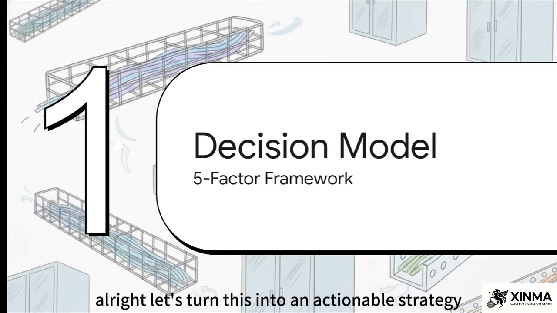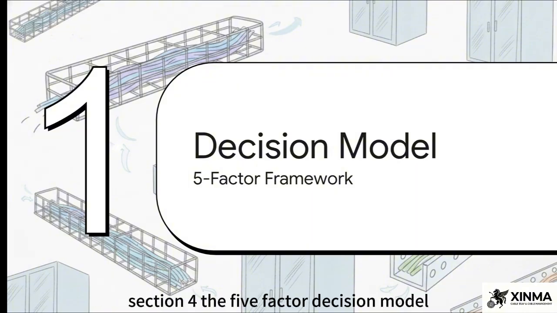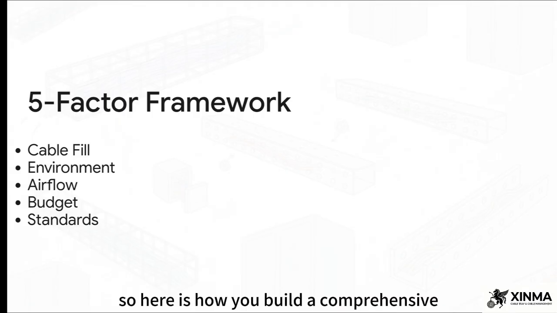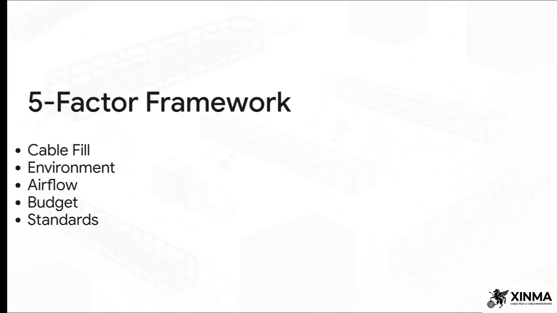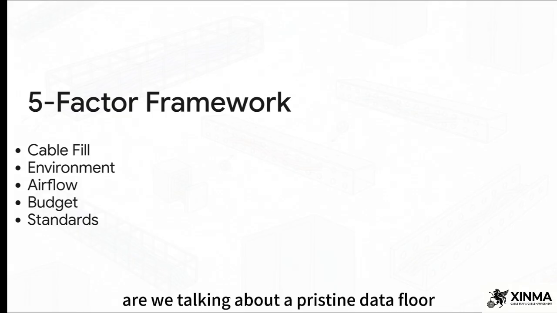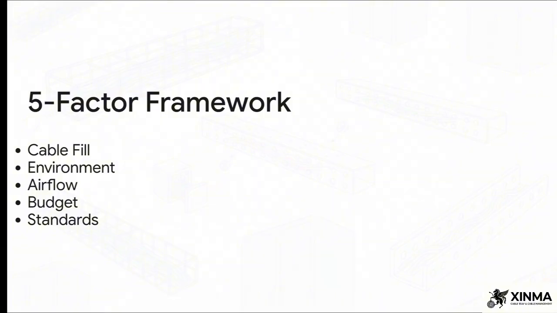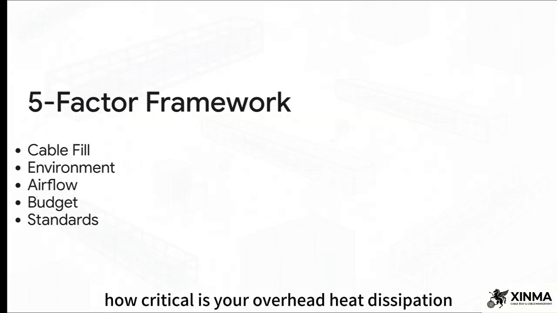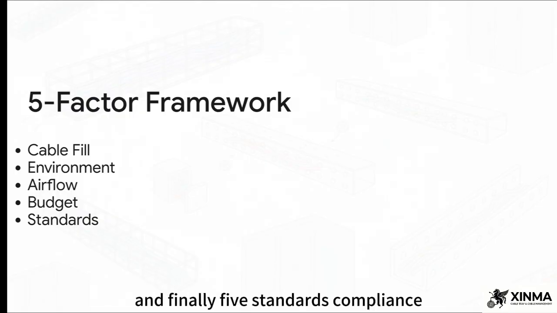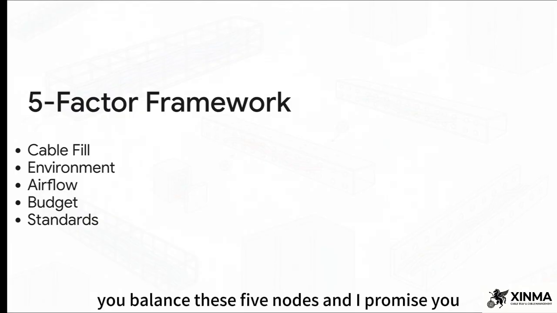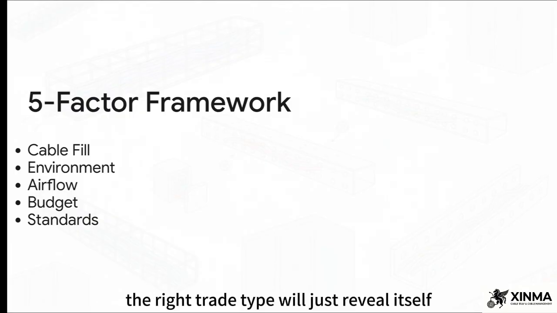All right, let's turn this into an actionable strategy. Section 4, the 5-factor decision model. So here's how you build a comprehensive procurement strategy that you can actually use. You've got to weigh these 5 interconnected factors together. Number 1, cable fill. Just how dense and heavy is that bundle going to be? 2, environment. Are we talking about a pristine data floor or a dusty industrial plant? 3, airflow. How critical is your overhead heat dissipation? 4 is budget, and you have to factor in both the material cost and the installation time. And finally, 5, standards compliance. Are you meeting code? You balance these 5 nodes and I promise you, the right tray type will just reveal itself.